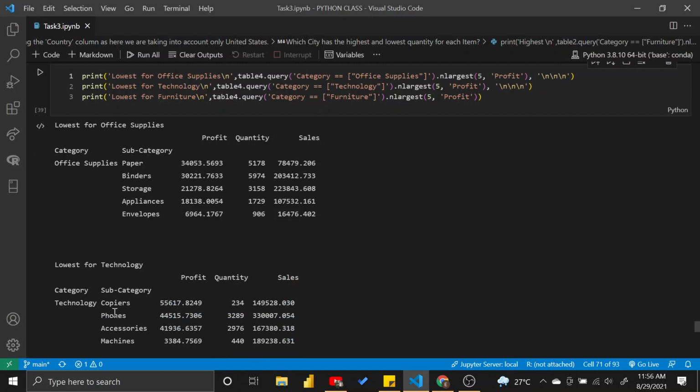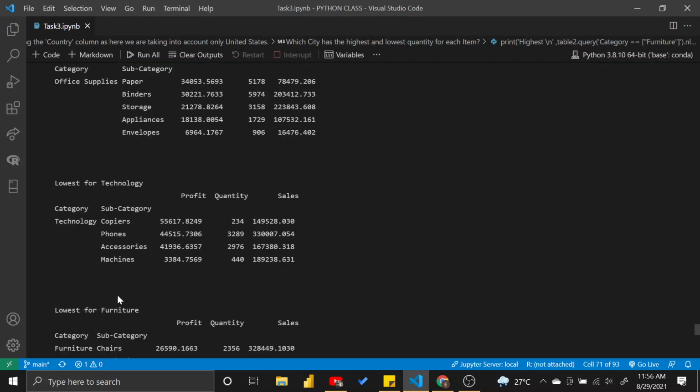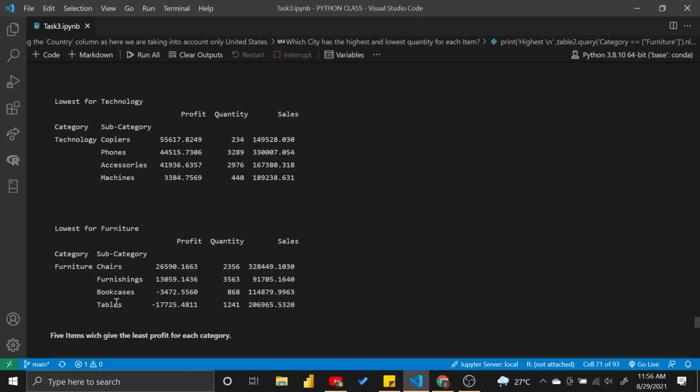Technologies, we have copiers as more, and phones, but there are only four of them. There are no five, so I guess copiers, phones, and accessories. For furnitures, we have chairs, furnishings, bookcases, and tables. That's a new turn of events. I mean, you're having chairs more in number. Chairs are bringing in much more profit, and also it has a higher quantity and sales.